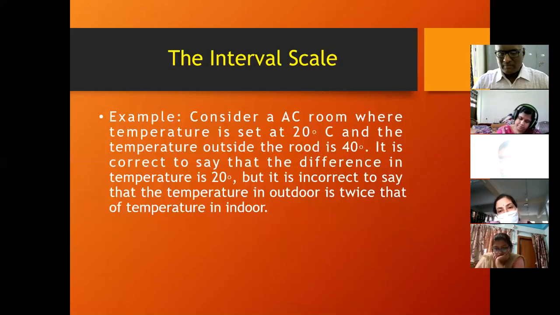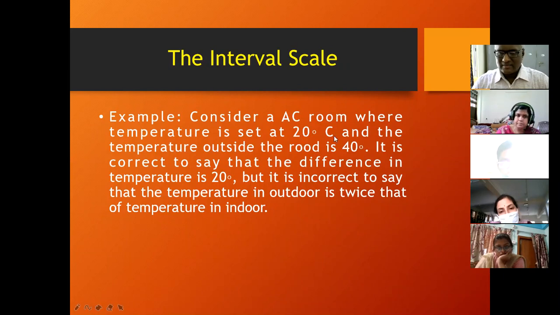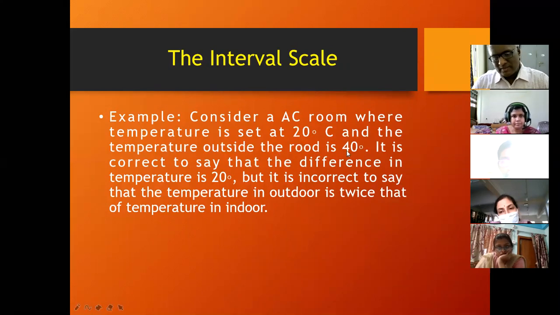I give another example. This is very easy to understand. Consider an AC room where the temperature is set at 20 degrees Celsius and the temperature outside the room is 40 degrees Celsius. It is correct to say that the difference in the temperature is 20 degree. Outside temperature is 40 degree, inside is 20, the difference is 20. But it is incorrect to say that the temperature outdoors is twice that of the temperature indoors. You cannot say inside temperature is 20, outside is 40, so it is twice of that. You cannot say like that.